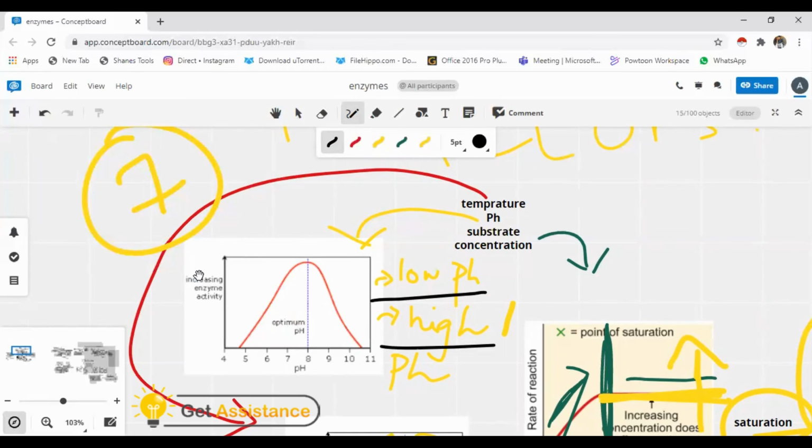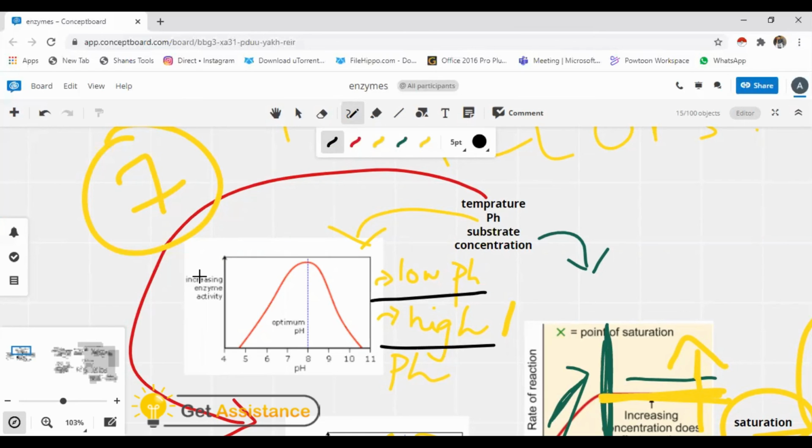Some enzymes work in a high pH, and some enzymes work in a low pH. Pepsin is an enzyme which works in low pH. It is a kind of enzyme which is in your stomach. And there is another enzyme, trypsin. Trypsin is an enzyme which works in high pH, and it is present in the large intestine.